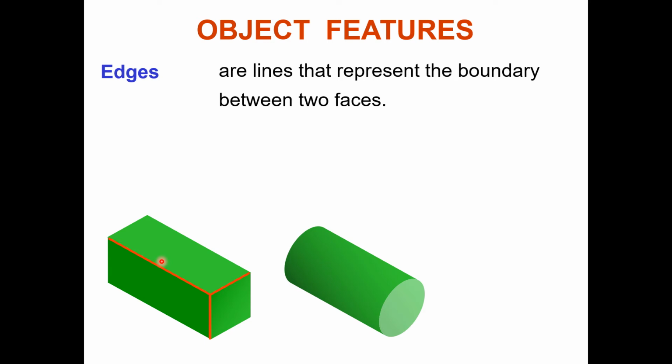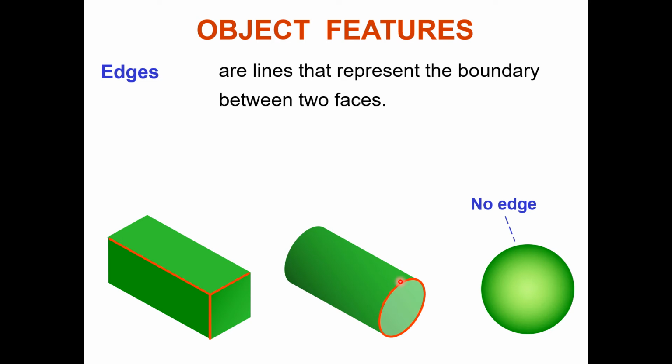Now the second one, here is a cylinder. You can see this length surface is joining the dia surface. They are forming an edge at this point. Now in the ball there is no joining of two faces, so no edge.